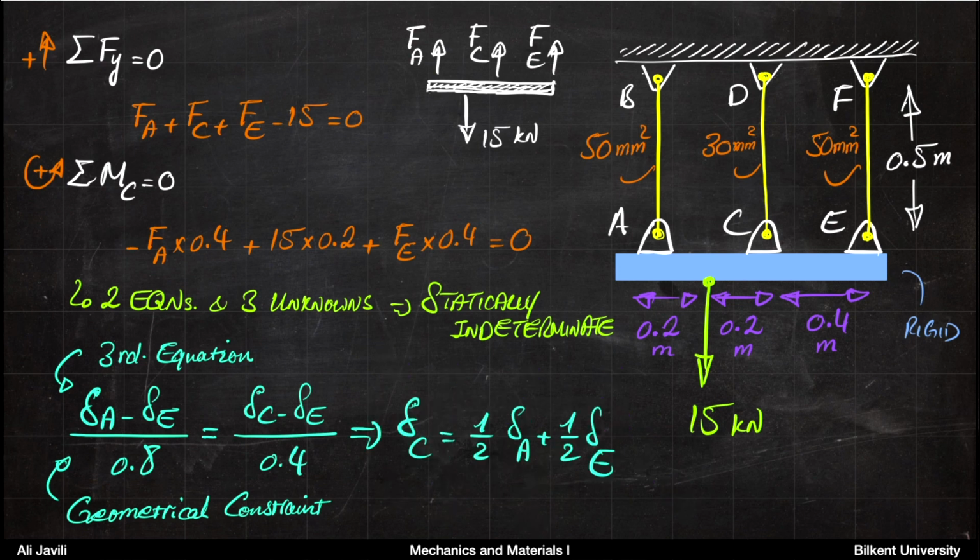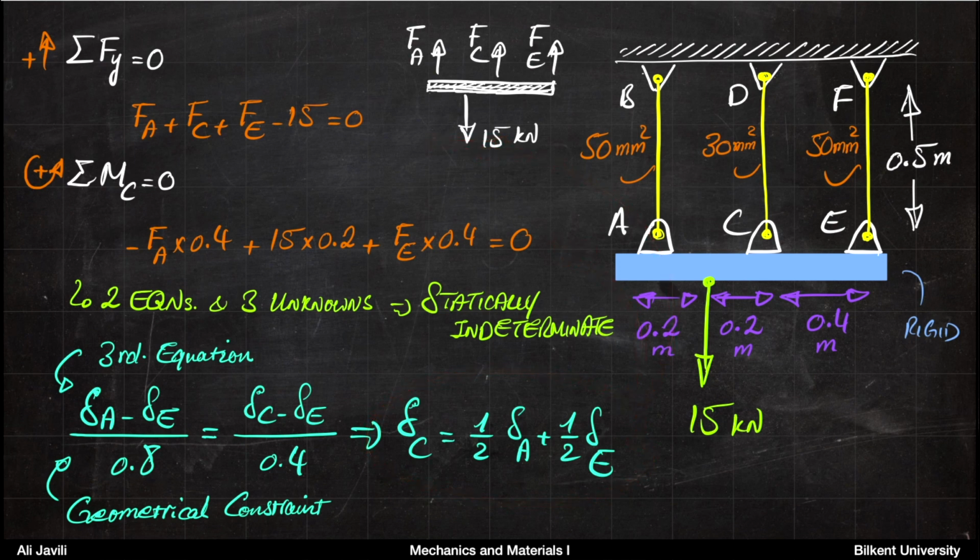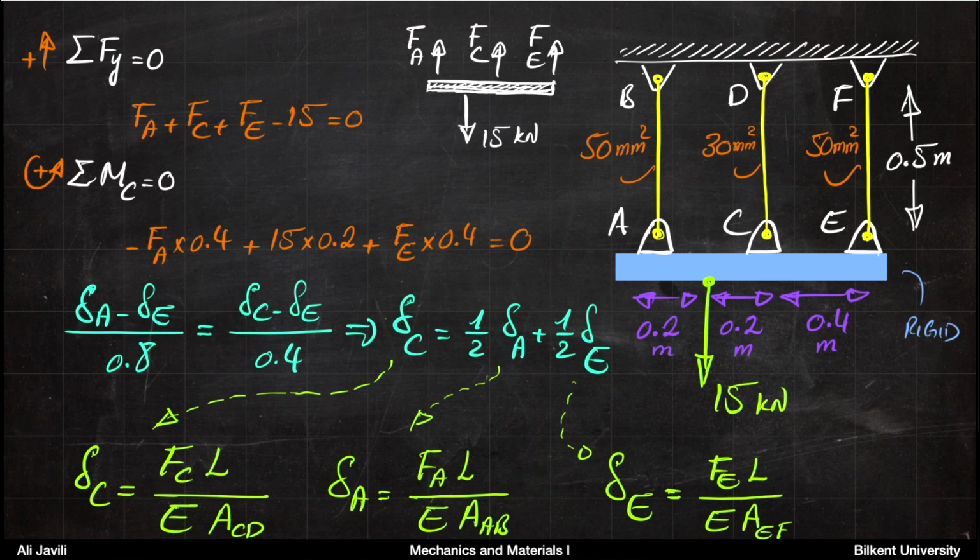All right, so if we play with the terms a little, we come to this relation. It's essentially the same relation, and as I said, it's our third equation, but it's sort of our third equation in disguise, because you cannot use it immediately together with the previous equations. So what we need to do is to rewrite these deltas in terms of forces. If we can express delta C, delta A, delta E in terms of forces, then we have our equation, and that's fairly simple using the formula that we had for axially loaded members.